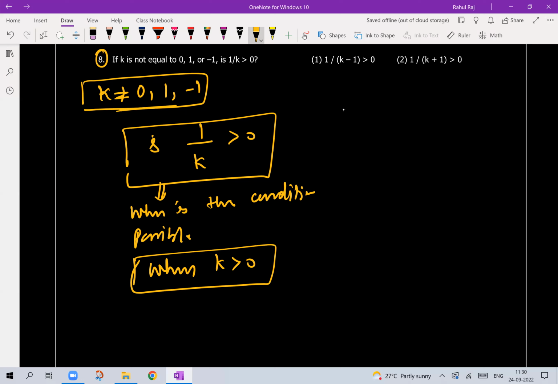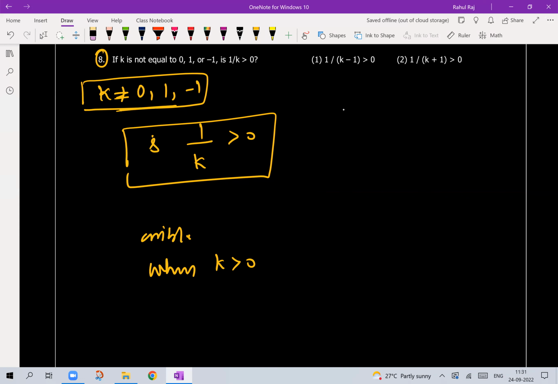One over k is greater than 0 when? So this is a by b. A is equal to 1, which is positive. So b should be positive, k should be positive, right? So when k is greater than 0, can I change this entire question to is k greater than 0? Because if I prove k is greater than 0, 1 over k by default will be greater than 0, for sure.